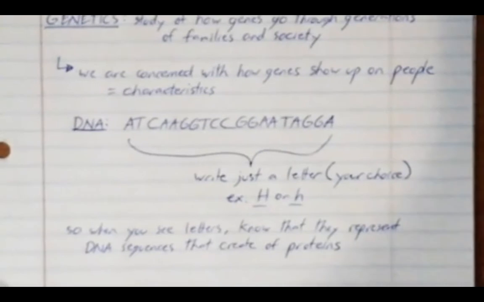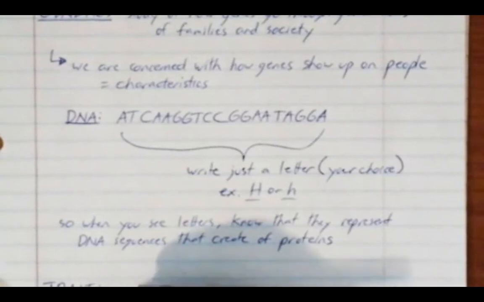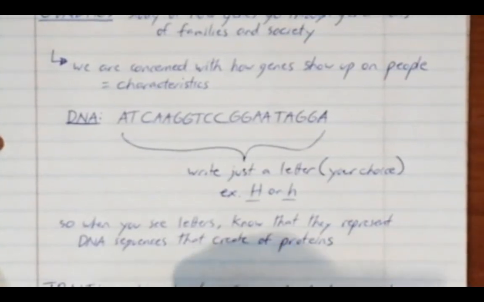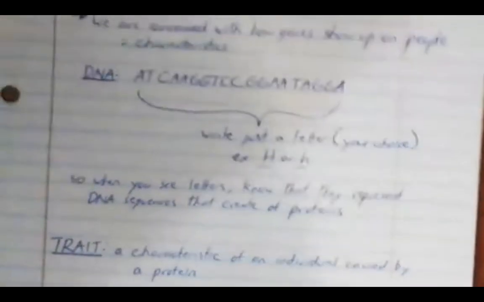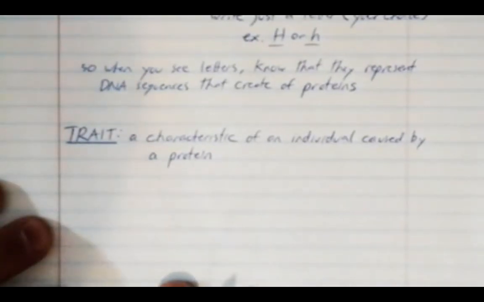What is a trait? Okay, a trait is a characteristic on a person. And it doesn't have to be people. This happens in all animals and plants as well. A characteristic of an individual caused by a protein. So you might say like, yeah, the shape of your earlobes, or the eye color or your hair color. Those are all traits.